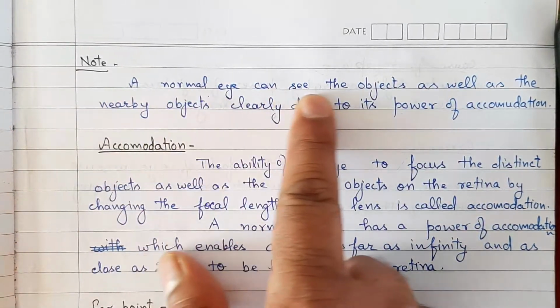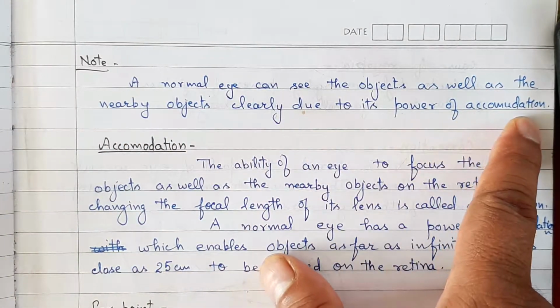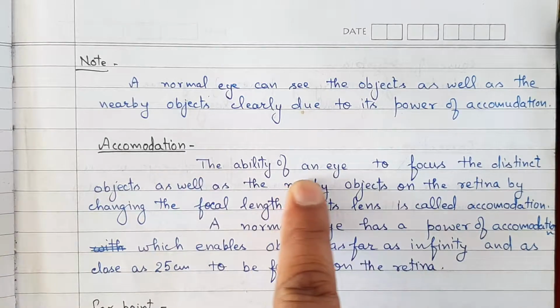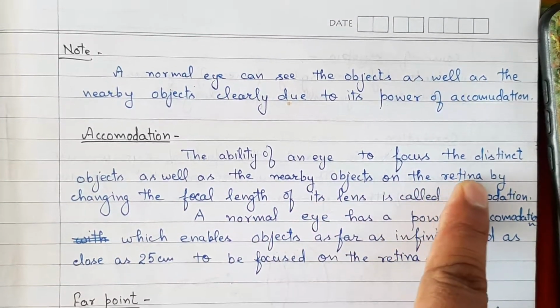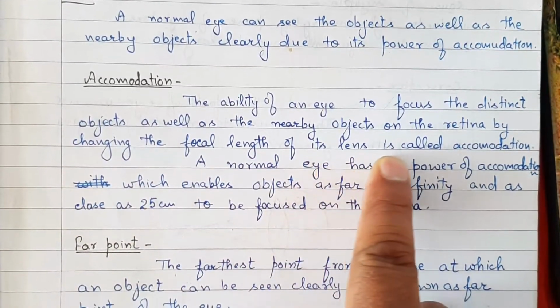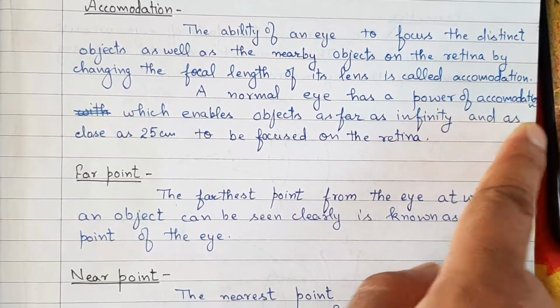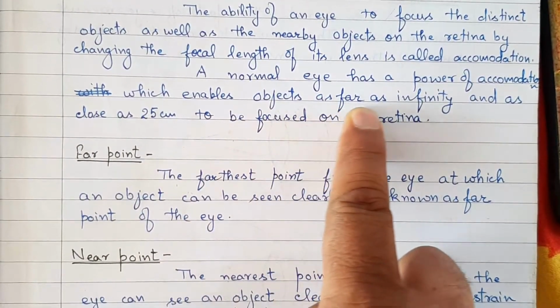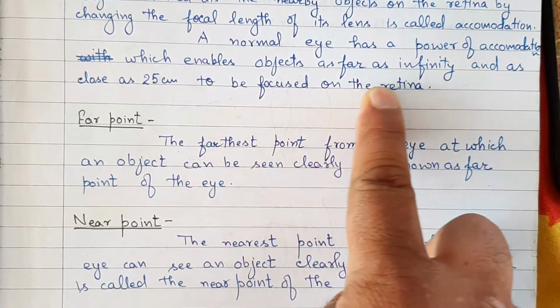Note: a normal eye can see the distant object as well as the nearby object clearly due to its power of accommodation. Accommodation: the ability of an eye to focus the distant object as well as the nearby object on the retina by changing the focal length of its lens is called accommodation. A normal eye has a power of accommodation which enables objects as far as infinity and as close as 25 cm to focus on the retina.